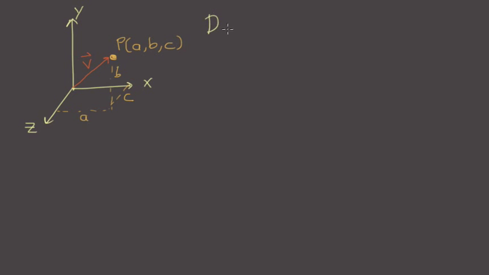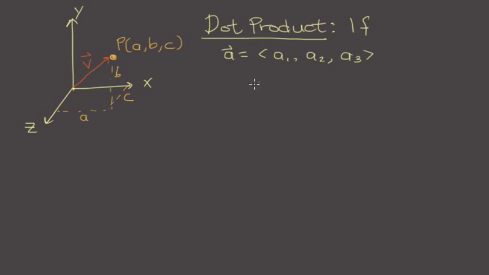So now let's define what we mean when we say dot product. A dot product is a mathematical operation that takes two vectors and creates a scalar from those vectors. So let's give ourselves two vectors to play with here. Let's say we have some vector A that has coordinates A1, A2, and A3, and some vector B that's defined the same way, B1, B2, B3, so those are the x, y, and z coordinates of B respectively.